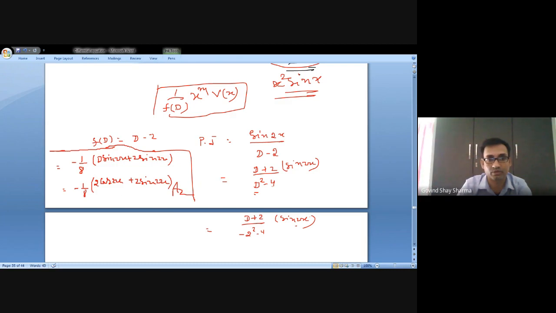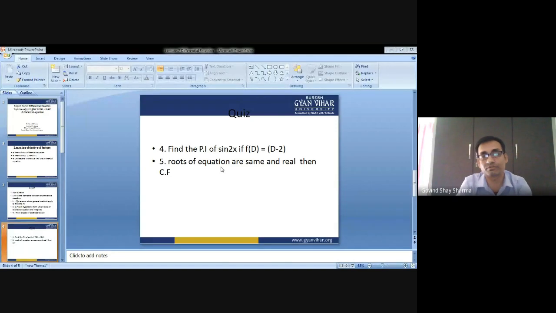Now, the next question. Okay. The last question is: if the roots of the equation are same and zero, then CF is (C1 plus C2 x) e to the power mx. So students, I hope it is clear to you how to find the higher order equation solution.